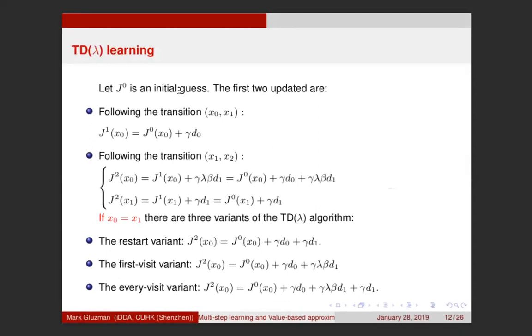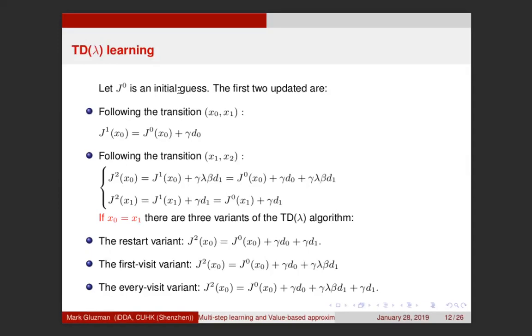And we can continue to estimate the infinite sum in the following way, but there is a problem. What if, for instance, in the second iteration, x0 is equal to x1? Basically, we have two equations. How can we update the estimation of the value function at x0 when x0 is equal to x1? We can update the estimation of the value function according to the first equation, according to the second equation, or some combination.